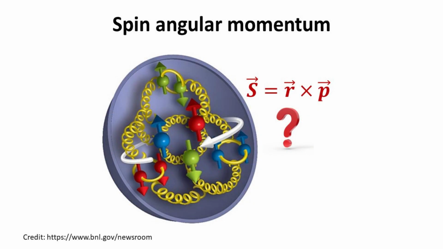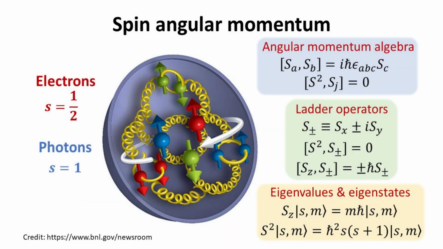Spin angular momentum of particles is not classical, and cannot be described by the classical relation of r cross p. However, the angular momentum algebra that we derived here still holds. We will discuss spin angular momentum in a future video.